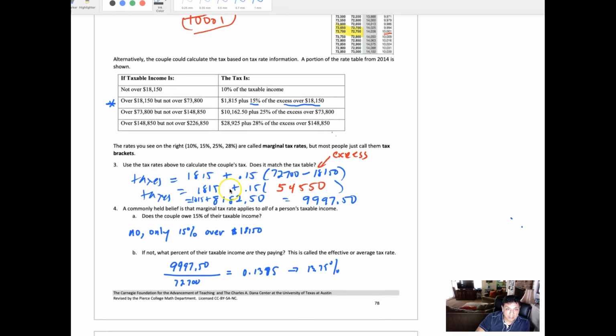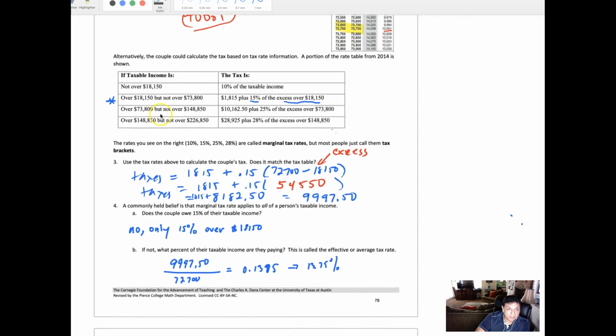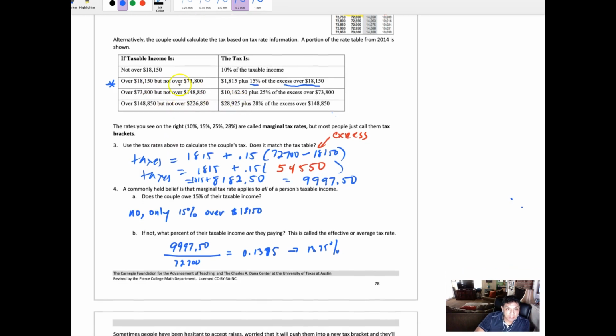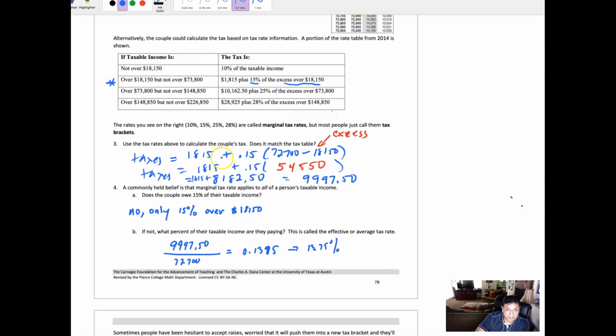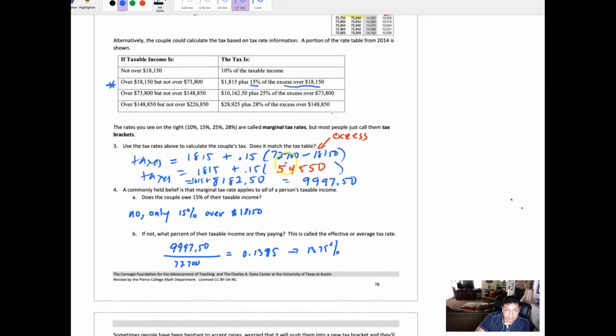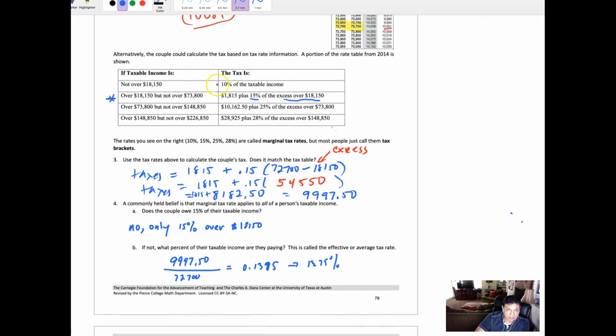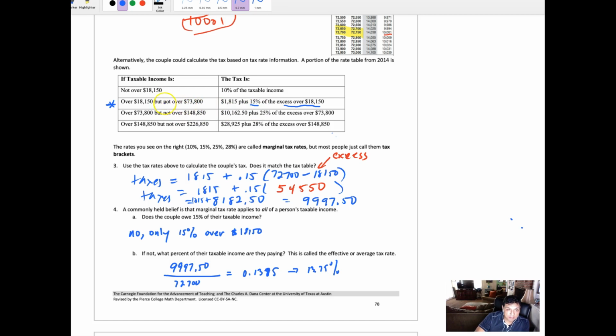Let's take a look at how the calculations are done. The taxes someone pays on this table here is going to be 1,815 plus 15% of excess. Excess is how much more they make above this number here, because they fell into this tax bracket. This is how much money they made. Calculating here in red is how much more they made, and then you take 15% of that and add that together, and this is their tax.